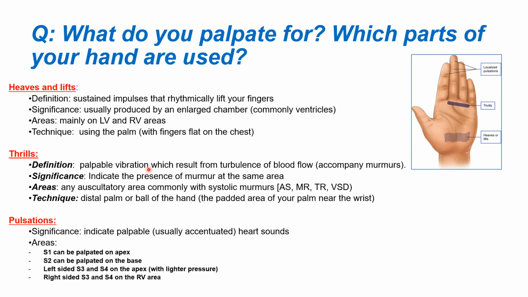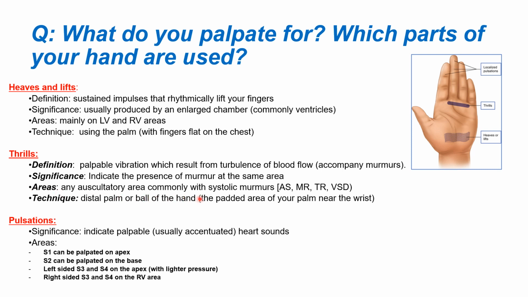This thrill looks like if you put your hand on the back of a cat, there is some thrilling sensation, or at least you can make your mobile on vibration, and you put your hand on it and you feel this vibration, and it indicates that there is some murmur in this area.